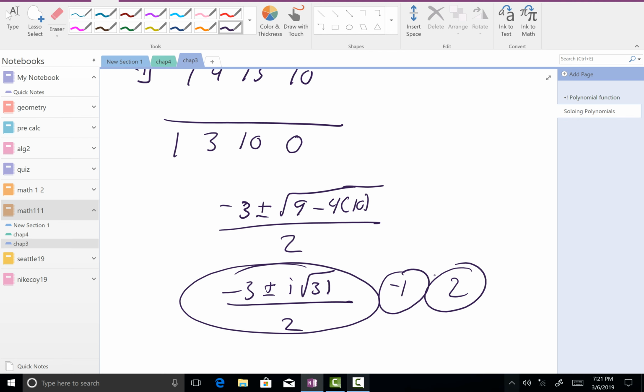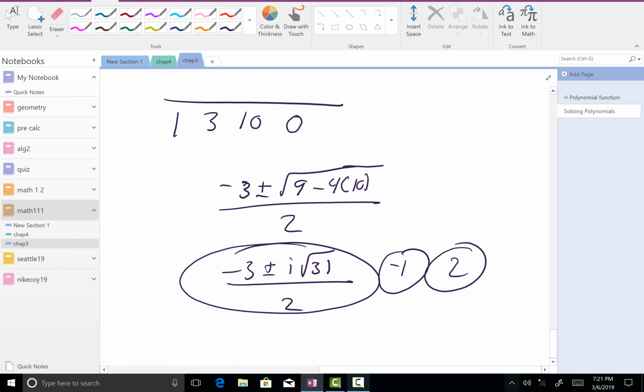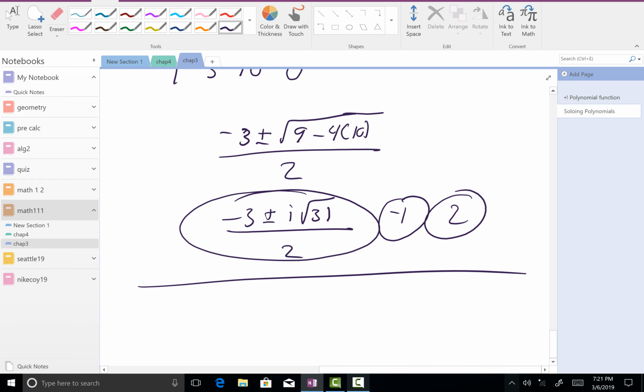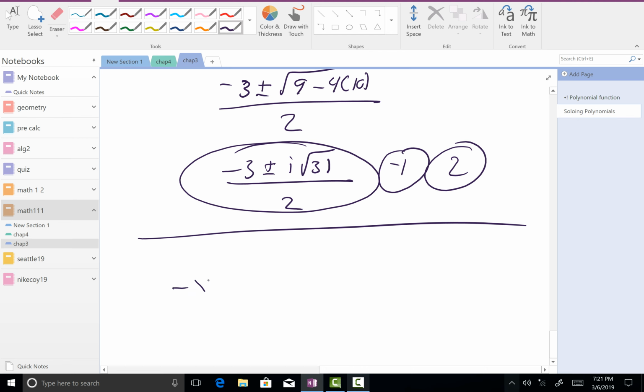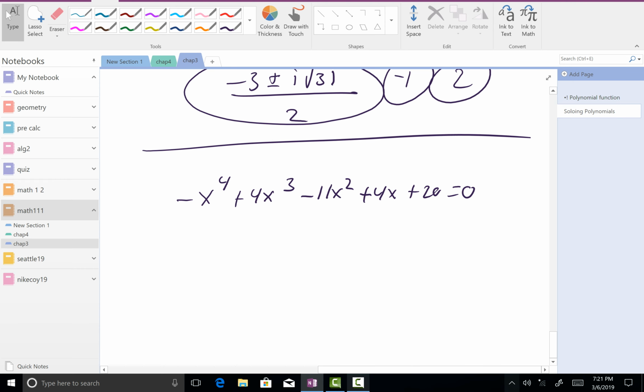So when we have a 4th degree, yeah, you're absolutely correct. Your instincts were right. We're going to graph it. We get 2 x-intercepts. We're going to break it down to a cubic, and then go one more. All right? So here's my last one, negative x to the 4th plus 4x cubed minus 11x squared plus 4x plus 20 equals 0. Okay, one last solving one. Try it out. Let's see what we get here.